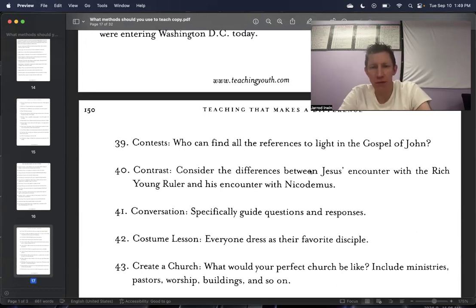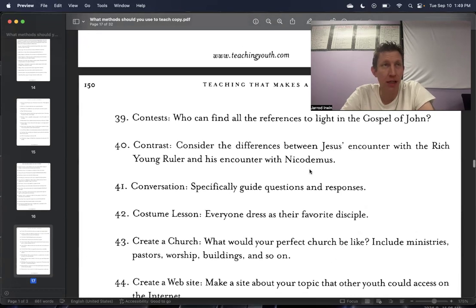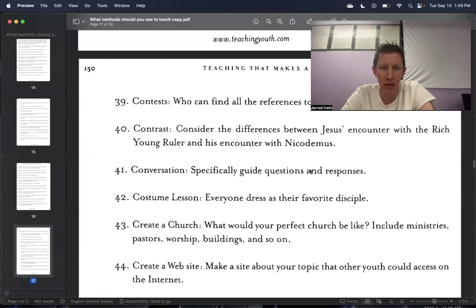Contest: who can find all the references to light in the Gospel of John? The contest would be fun. I would think we could do that a little more often.